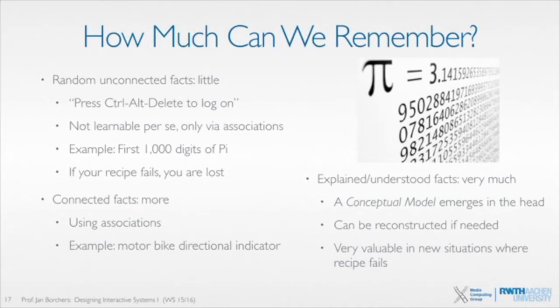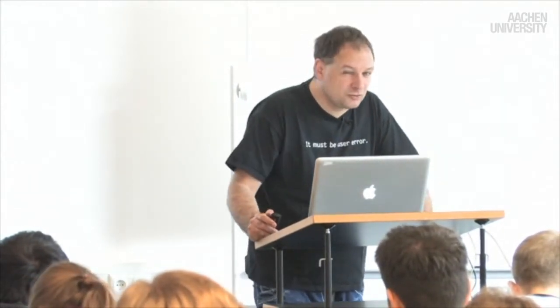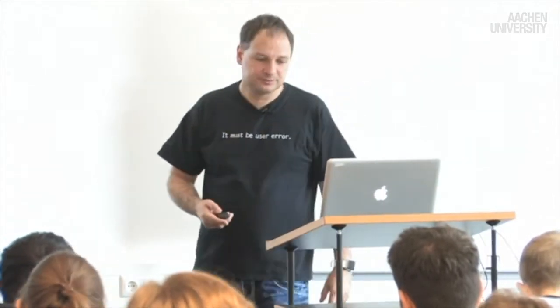And then finally, if you have stuff that is explained to you that you can understand, you can remember a lot. Because at that point, a conceptual model emerges in your head. And you can reconstruct that model if needed. Nobody needs to explain to you how the number system works, because you've understood how numbers work, how adding and subtracting works, and that kind of stuff. This is also very valuable in new situations when your recipe that you remembered fails. Coming back to the example of your parents sending email, when the recipe fails and they have a conceptual model of what's going on, then that will help.